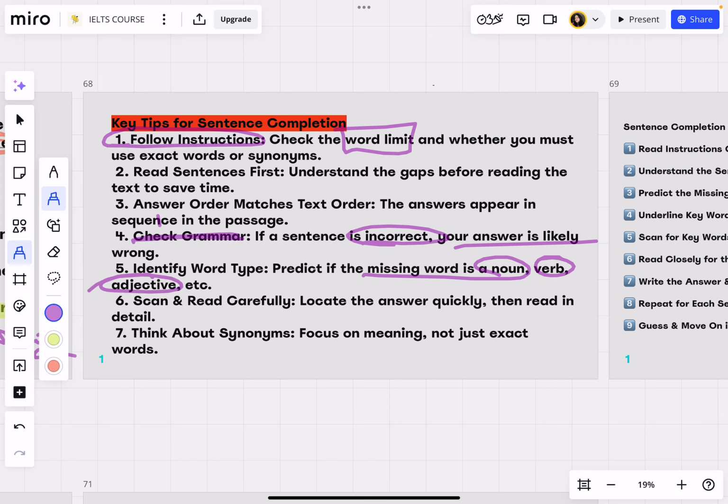So identify word type. You need to predict whether the missing word is a noun, verb, or adjective. You need to always make sure. Then you need to scan and read carefully. Locate the answer quickly, and read details.